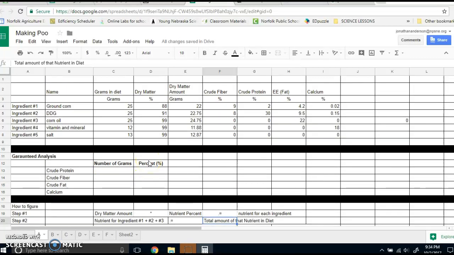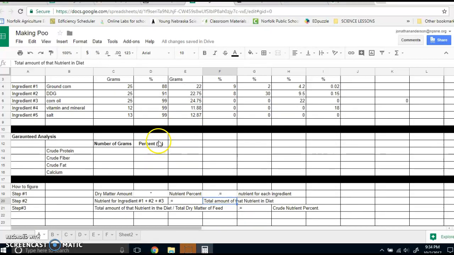Hello students, here's the second part of the sub-plan, and what we're going to be doing is the guaranteed analysis.